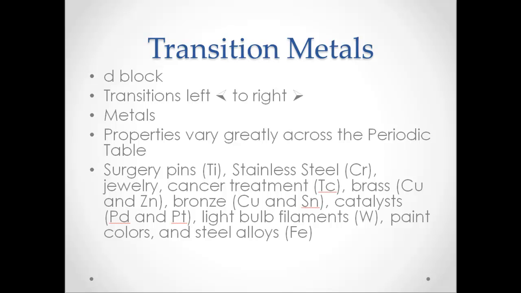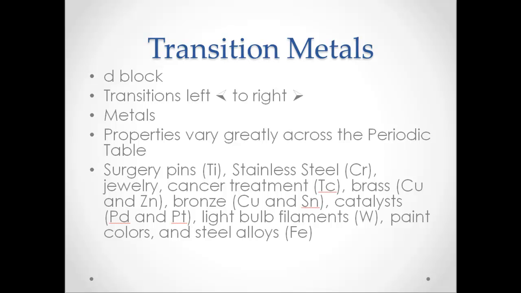Stainless steel is iron coated in chromium. Surgery pins use titanium because titanium doesn't oxidize, so we can use that in your body, and it should last your entire life. Jewelry, of course, silver, gold, platinum, even titanium is used for jewelry. Brass is copper and zinc combined. Bronze is copper and tin combined. And then catalysts, like platinum, is a catalyst in your catalytic converter on your car. And that helps reduce pollution that comes out of your tailpipe.